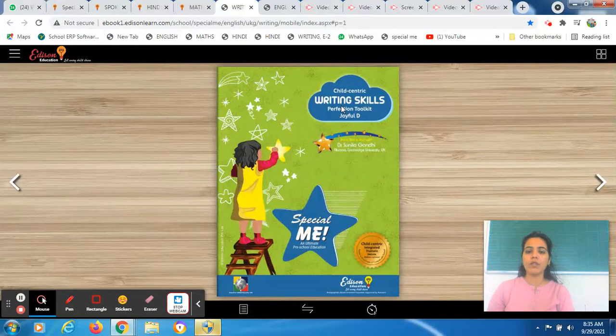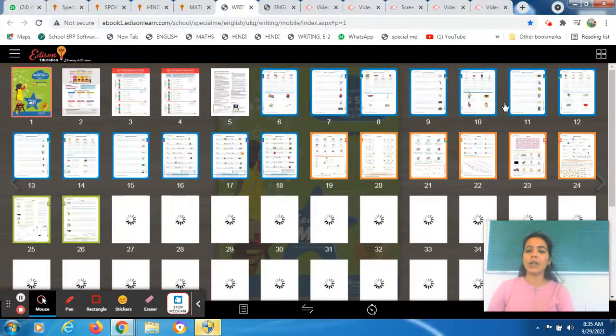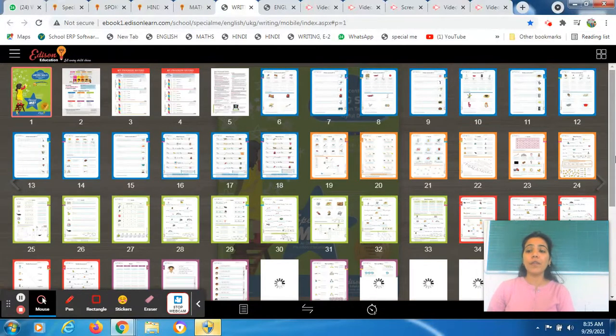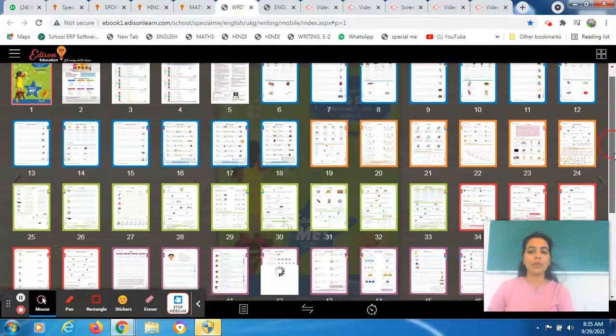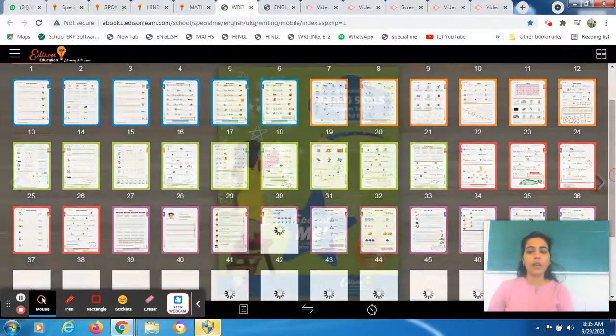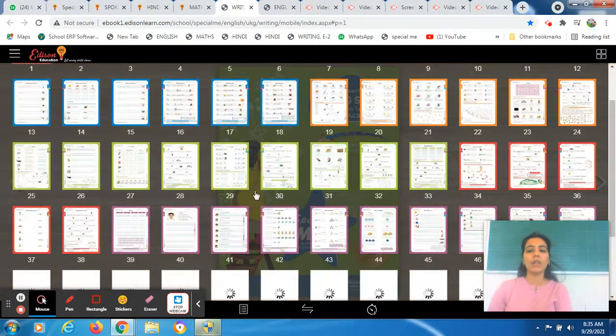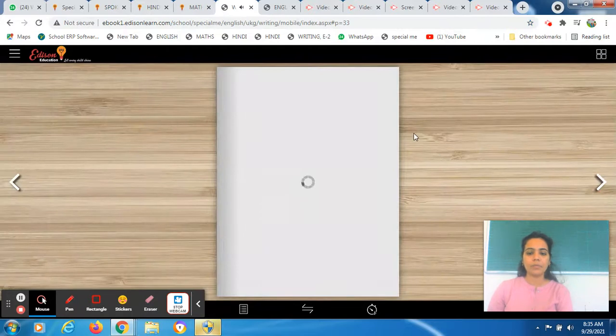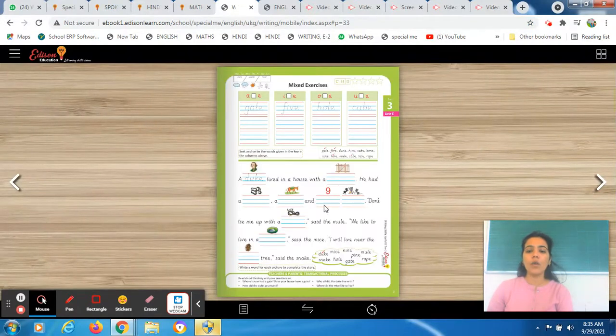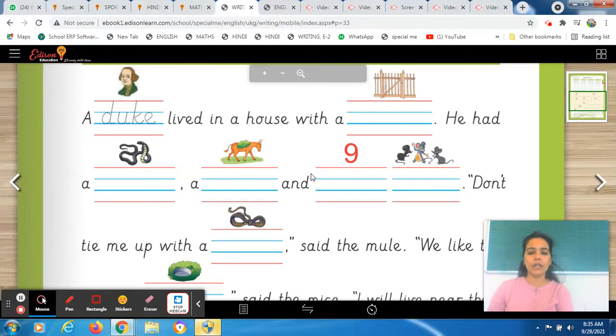Hurry up, students. You all have to bring out your writing skills book. Let me open it first. As you know, in the previous session, I introduced you to the first half of page number 31. So today we have to continue with the same worksheet. Kindly open page number 31 from your book. Today we are going to cover the second half of this worksheet.